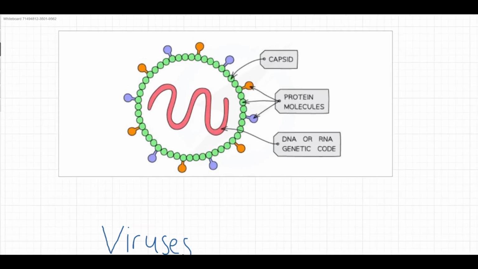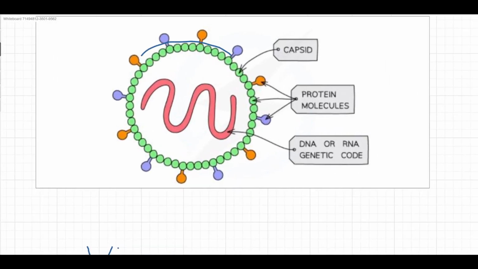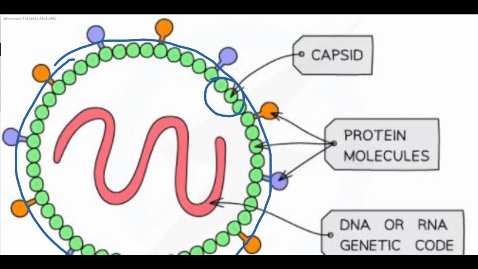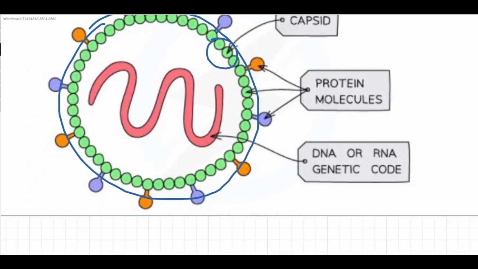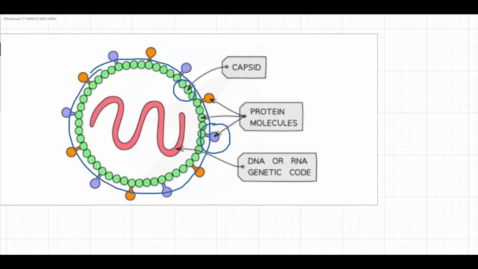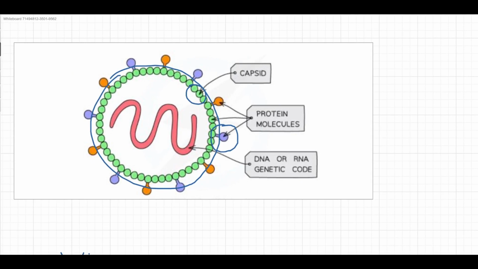So the virus has this capsid protein coat. This coat right here is known as the capsid, and it also contains protein molecules attached to the capsid, and this has either a DNA or an RNA genetic code which can be used to multiply if the virus gets into a host. And with this we have completed chapter 1, cell structure.